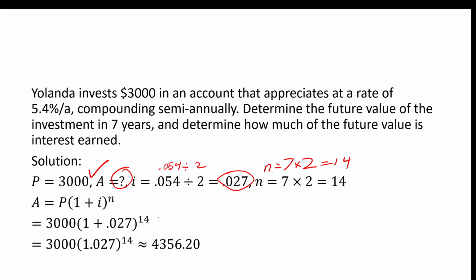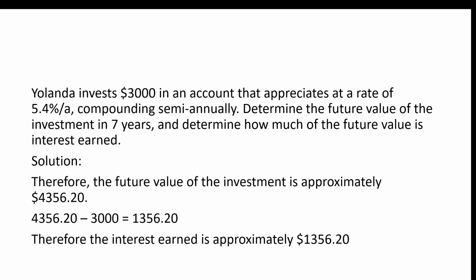So A is P times 1 plus I to the n. In other words, A is 3,000 times 1.027 to the exponent of 14, which is equal to roughly $4,356.20. So we see the future value of the investment is approximately $4,356.20. If we wanted to know how much of that was interest, it's simple. Just take that future value and subtract the principal. And whatever the difference is, that's interest earned. So in this case, she's earned roughly $1,356.20 by just letting the money sit in the bank.